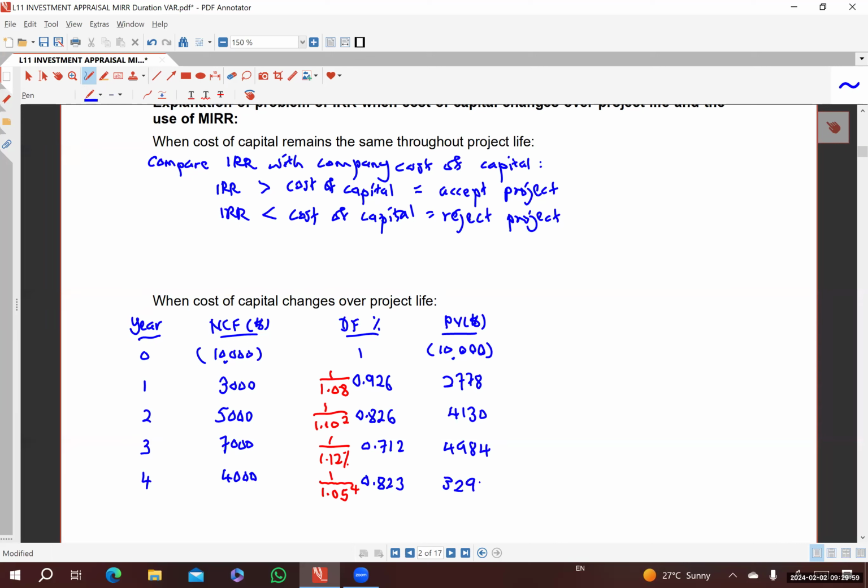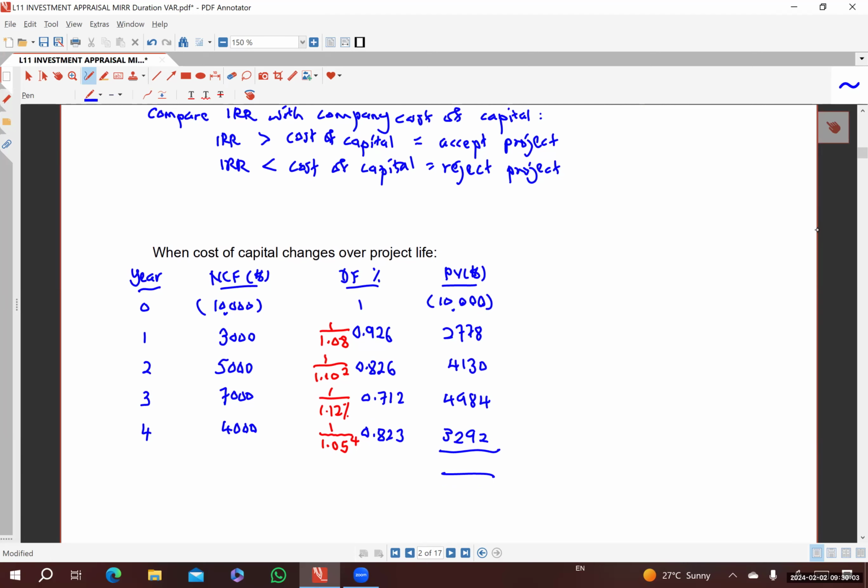So this is a case where the cost of capital changes over time. For the NPV, there's no issue. Even if the cost of capital changes, we can still deal with it. So it's a positive NPV of 5,184. So the project is financially acceptable. There's no problem with NPV.